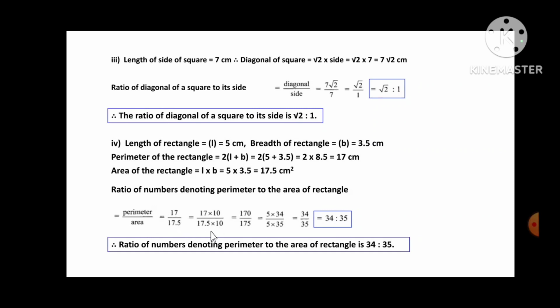which will be 17 into 10 upon 17.5 into 10, that is 170 upon 175. So 170 is the product of 5 into 34 and 175 is 5 into 35. 5 gets cancelled, so you'll get 34 upon 35. So it can be written as 34 is to 35. Therefore, the ratio of numbers denoting perimeter to the area of the rectangle is 34:35.